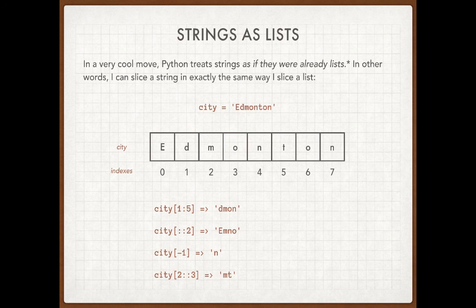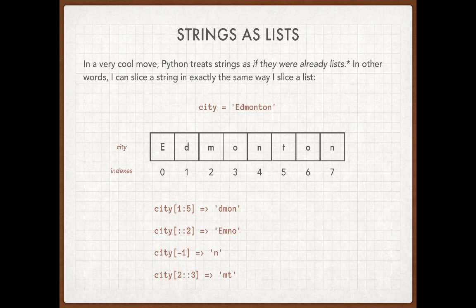So, for example, if I slice the contents of the bucket called city, remember, start, stop, step. So I'm going to start at the 1th element, the 1th letter in that string, and I'm going to stop just before I get to the 5th element of that string. That's elements 1 and 2 and 3 and 4, or that is to say the string DMON.